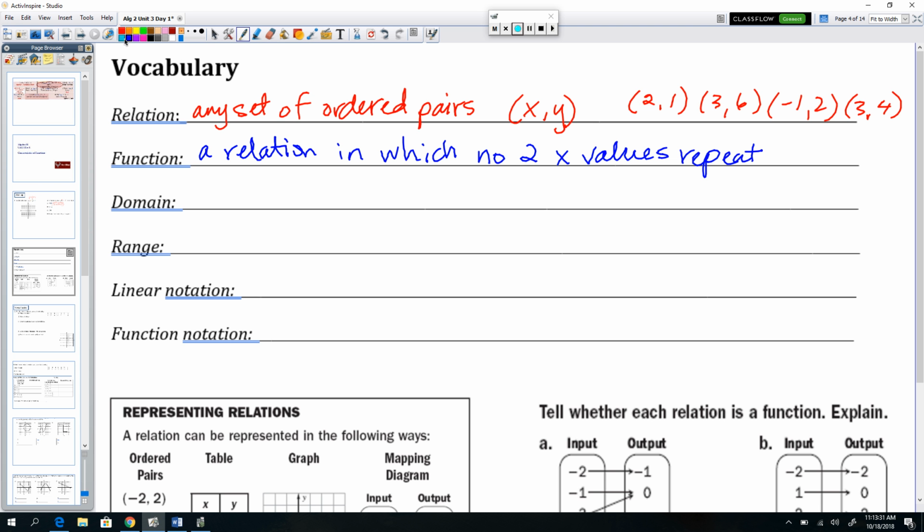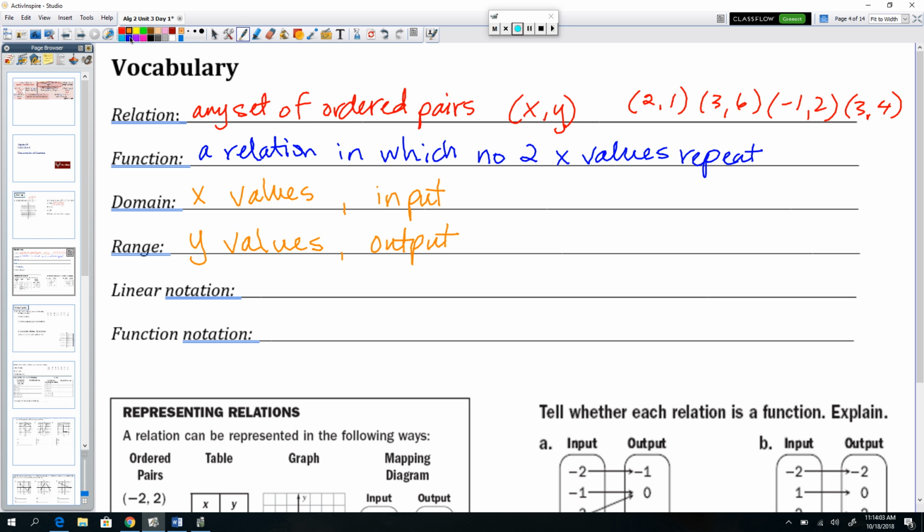Domain, most of you remember this from Algebra 1. Domain is x values. Range is y values. I also want you to start thinking of domain as input into those function machines. So x values or input, that's domain. And I want you to think of range as not only y values, but also output. So output from those function machines, that's the range.